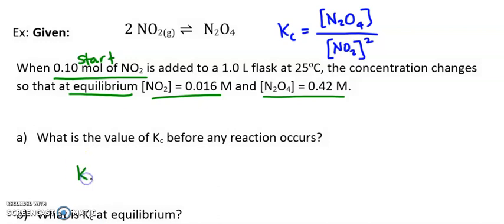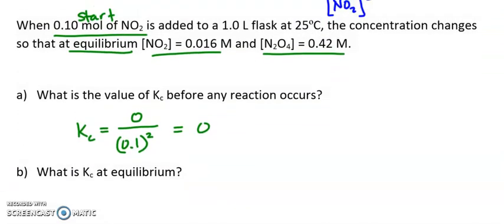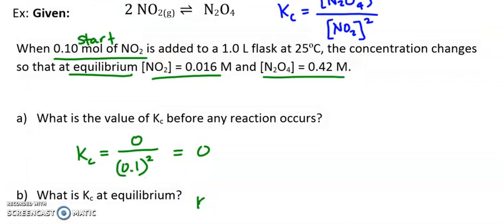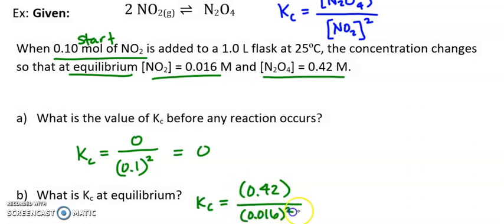Well, before anything happens, we have no product. We just have NO2 that is added to the flask. So the top is 0, and no matter what the bottom is, which is 0.1 squared, it's going to be 0. Then what is Kc at equilibrium? Let's plug in our concentration values. Kc is going to be our N2O4, our product, 0.42, divided by our reactant, 0.016 squared. You type this in, and your calculator is going to tell you it's 1.6 times 10 to the third, with no units for your Kc.